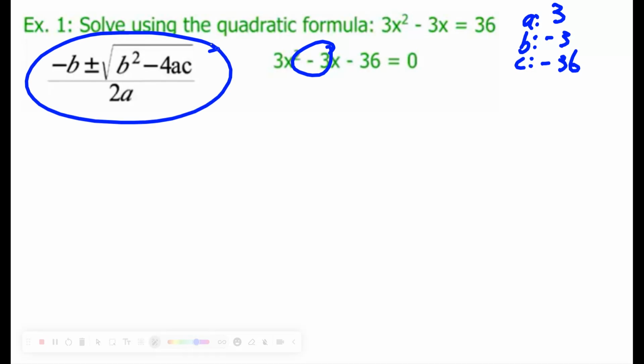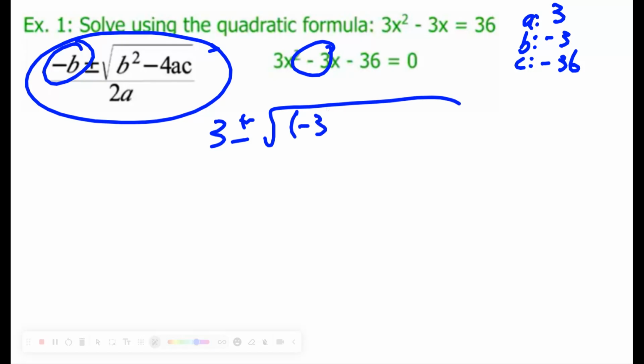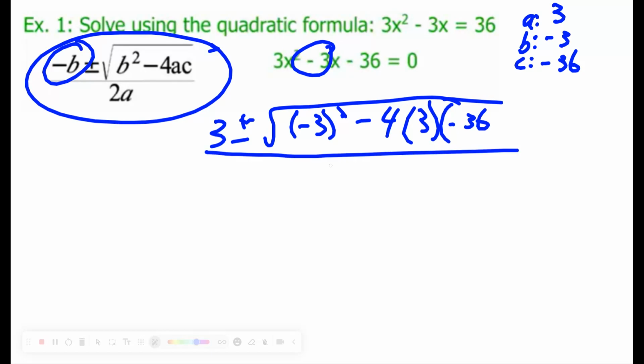And then we're going to use our quadratic formula here to solve for the variable. So let's replace all these things with our numeric values. Negative b. So negative b, negative 3 is positive 3, plus or minus the square root of b squared, negative 3 squared, minus, make sure that's in parentheses, minus 4 times 3 times negative 36, all over 2 times 3. And then from here, we just need to simplify.